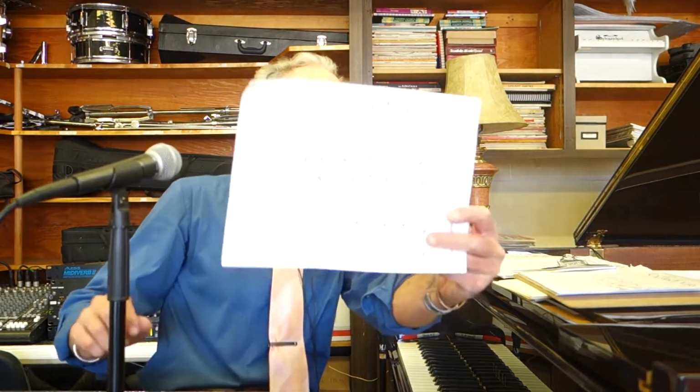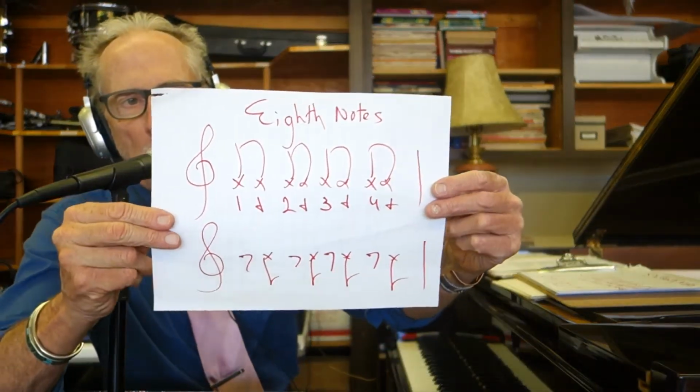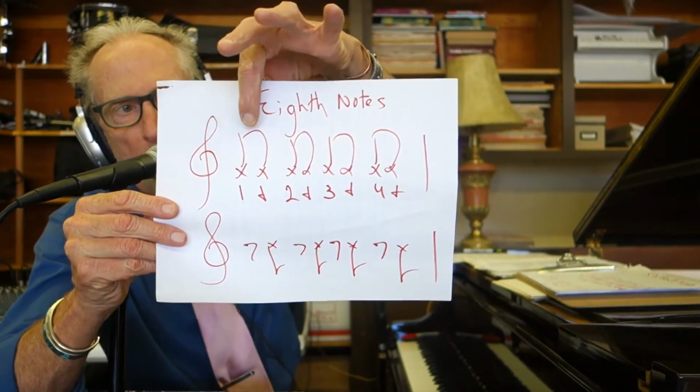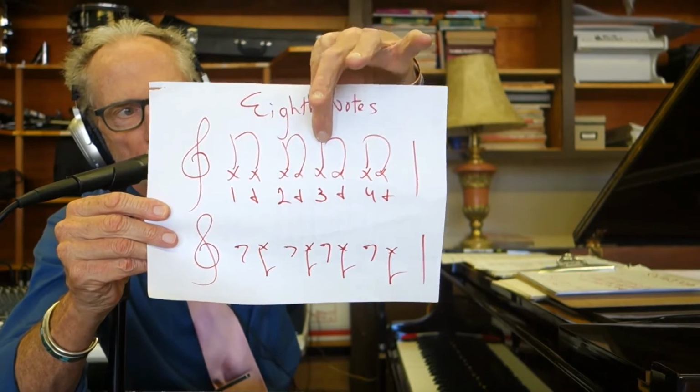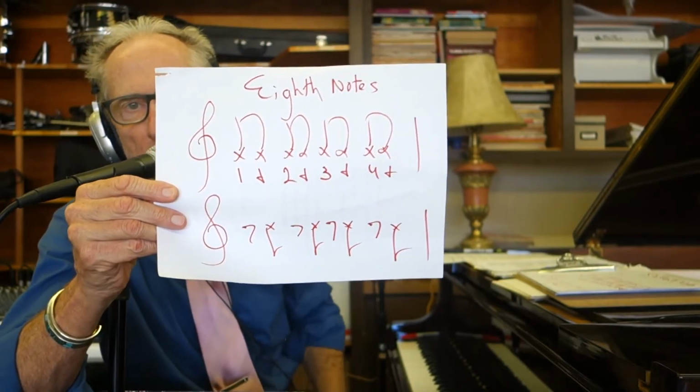And write this down, please. All right, ready, begin. 1 and 2 and 3 and 4 and 1 and 2 and 3 and 4 and. Now keep that up and play some random notes. Ready, go. 1 and 2 and 3 and 4 and, and so on. Okay, whatever you want to do. Play some random notes with those rhythms. Okay, next.